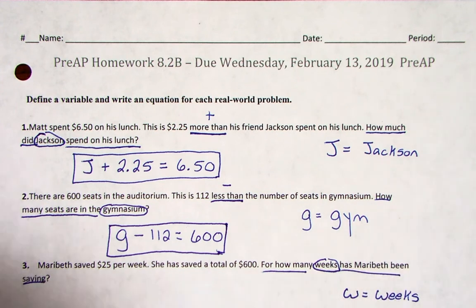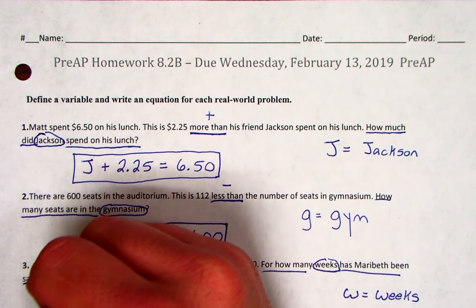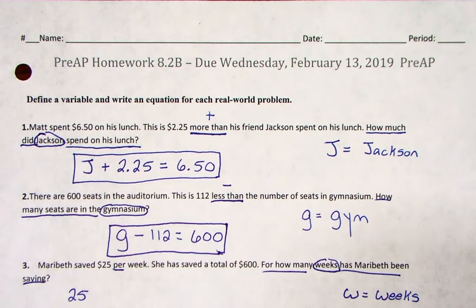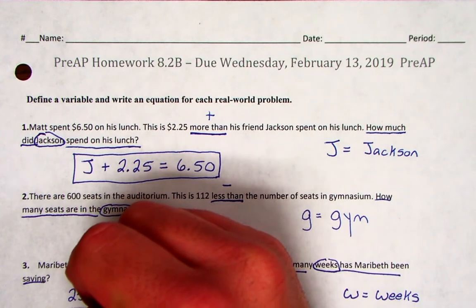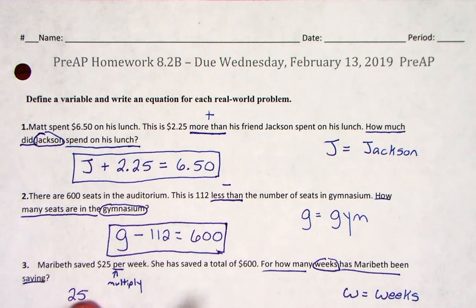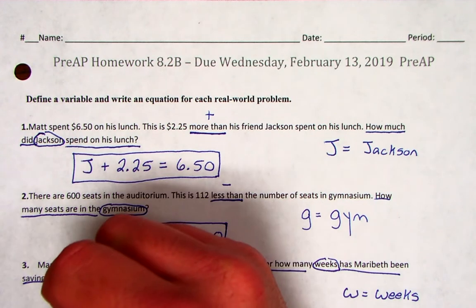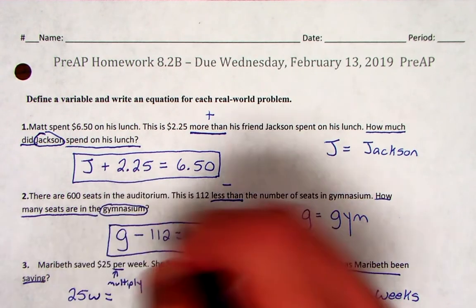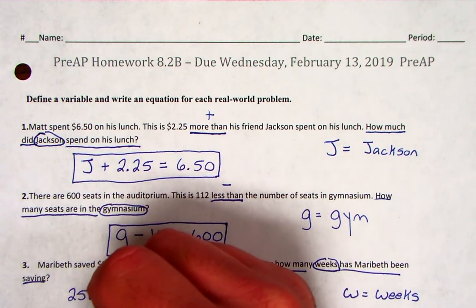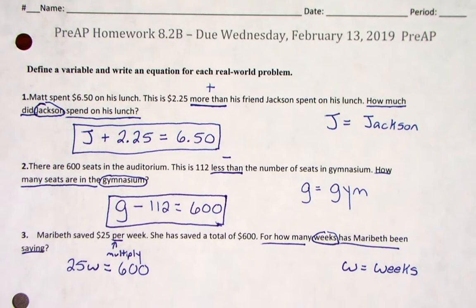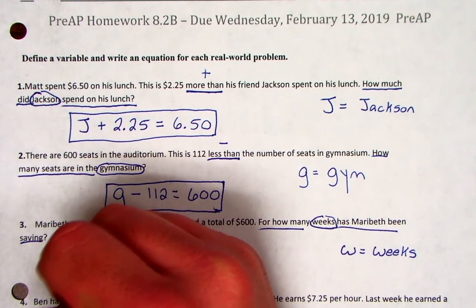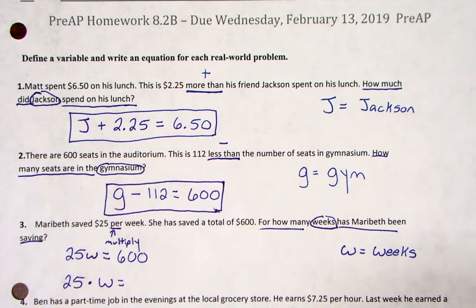Well, she saves $25 per week. Now here's our key word. This word per means to multiply. So you're going to put $25 times the number of weeks, and that'll give you a total of, she saved $600 total dollars. You can also rewrite it as 25 times the number of weeks, and that'll give you a total of $600.